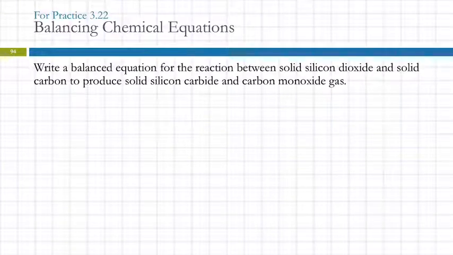So let's practice. And we'll get a little nomenclature practice here too. Write a balanced equation for the reaction between solid silicon dioxide and solid carbon to produce solid silicon carbide and carbon monoxide gas.